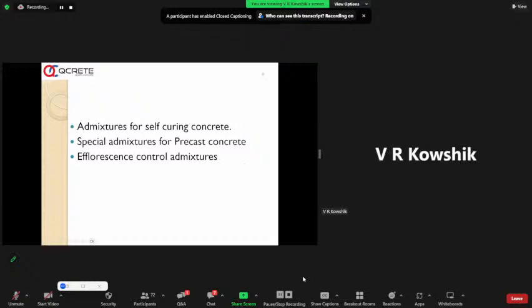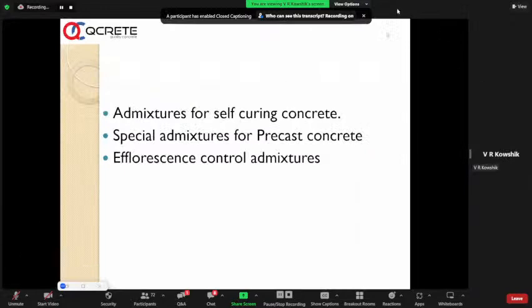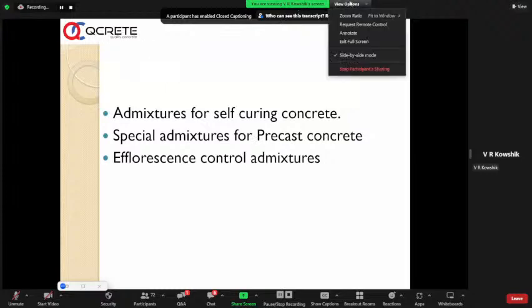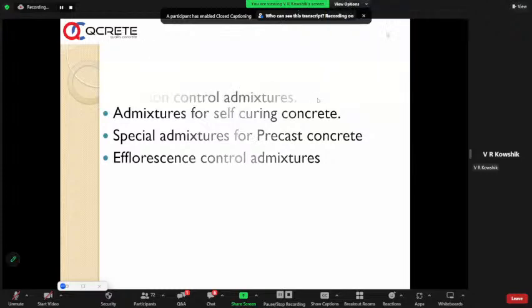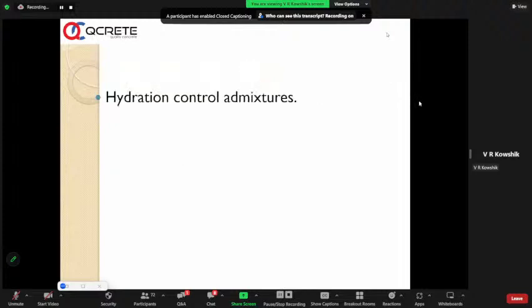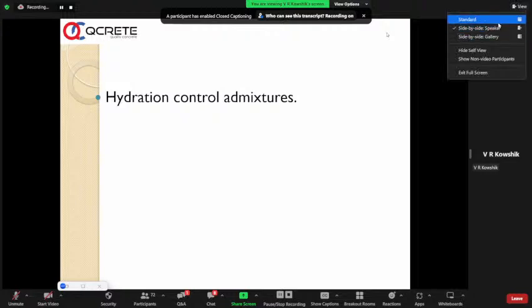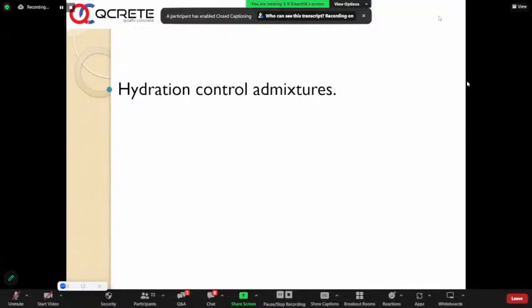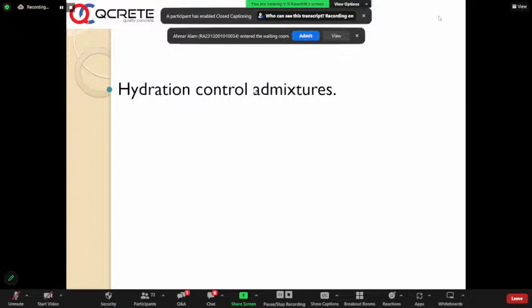Okay. So I was talking about special admixtures which are being used in precast concrete, where they have blended accelerators with high range water reducing admixtures. And there are other admixtures which are being produced, especially for the precast industry, to control efflorescence. Hydration control admixtures are being used in other countries to control the rate of hydration and to control the heat buildup within the body of concrete, so that the thermal cracks are reduced.